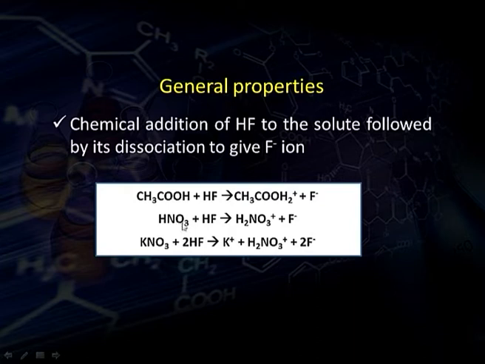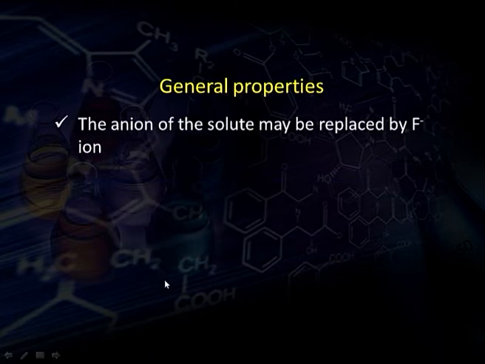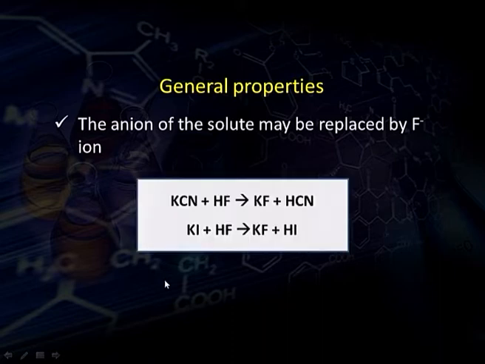Similarly, we have HNO3 plus HF. HNO3 is also not giving a proton, but it is accepting a proton, hence it also behaves as a base in comparison to the HF. KNO3 plus HF will give H2NO3+ plus 2 fluoride ions. So, we can see all these behave as bases in front of HF. So, HF is a very strong acid. The anion of the solute may be replaced by fluoride ion.